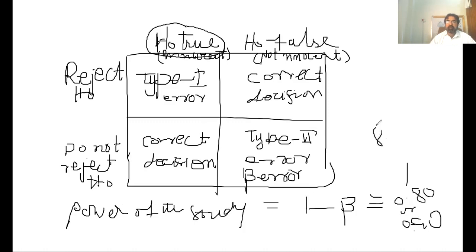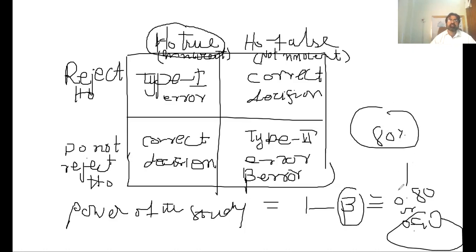It becomes 80% when type 2 error is 20%, and it may become 90% when the type 2 error is 10%. So it's up to you. You may increase or decrease it according to your study, whatever power you want for your study, but by default, it is equal to 80%.